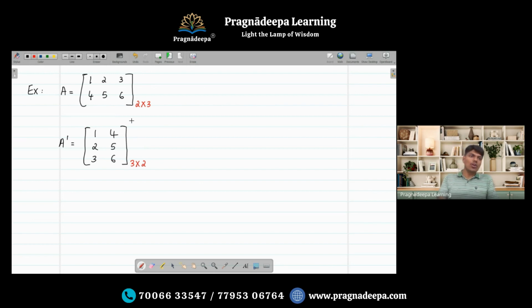Note that here, students, I cannot perform A plus A dash, correct? Can I perform A plus A dash? No, A plus A dash is not possible. Why is it not possible? The order of the matrix A and the order of the matrix A dash are not the same. Suppose if A is a square matrix, then A plus A dash is possible. So addition or difference is possible with respect to A and A dash when we are working with square matrices. That is one observation that we can make.